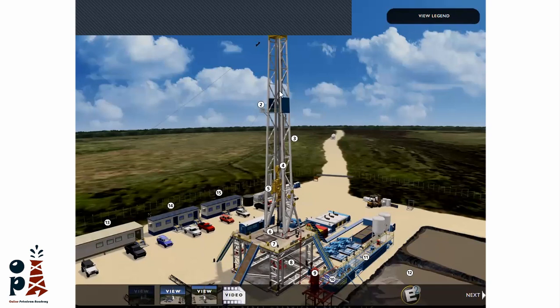The rig mast contains a hoisting system, which is responsible for lowering and lifting the pipes. Here you will find the crown block, and here the traveling block, and in between you will find the drilling line. This line is responsible for going up and down using this blue drum, which holds the drilling line. So the driller can use the brake to go up and down using this line and the traveling block. The crown block is fixed on top of the mast, so the line goes through it to the traveling block.